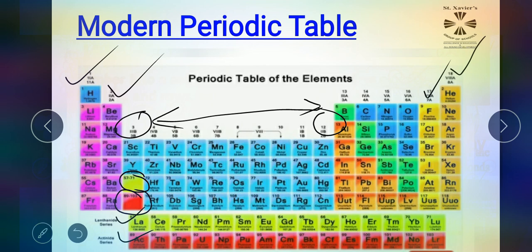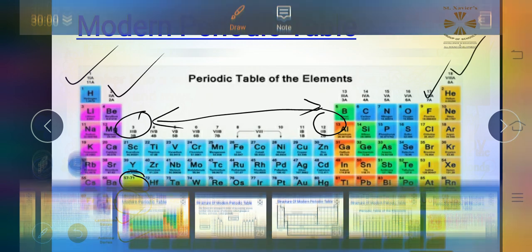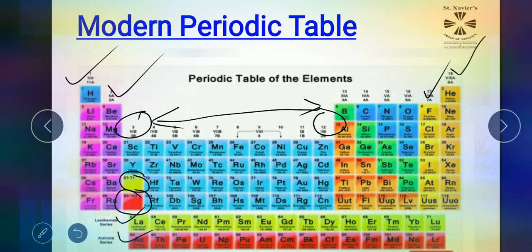But when we talk about lanthanide and actinide, they are found in series, students. There are series of lanthanide and actinide. In detail, they are explained at the bottom of the modern periodic table, students. So you will remember this is the structure of the modern periodic table, students. Let's go ahead.